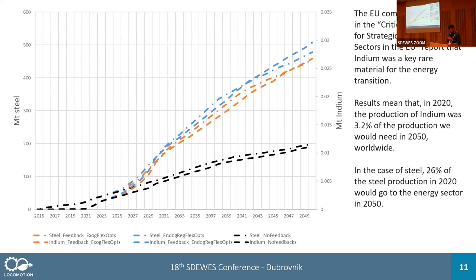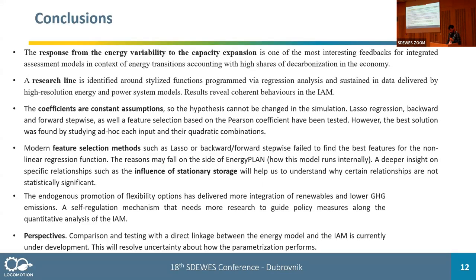So 3.2% of the current production is just, so the current production in 2020 is just 3.2% of what we need in 2050. And in the case of steel it is a little lower, 26% of what we are consuming now. Some conclusions are exposed here.